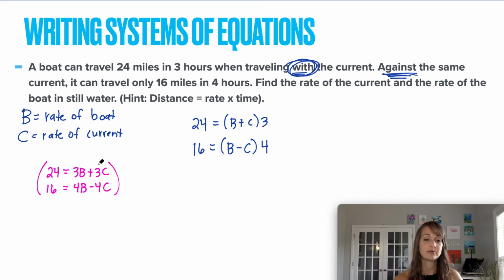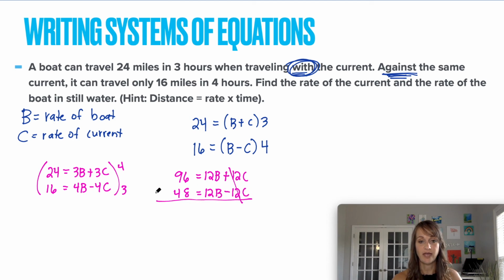So the least common multiple between 3 and 4 is 12. So in order for 3 to become a 12, I'm going to multiply the top equation by 4. In order for the 4 to become a 12, I've got to multiply the bottom equation by 3. So when I do that, I will get 96 equals 12b plus 12c. And on the bottom, I'm going to get 48 equals 12b minus 12c. These c's will eliminate when you add these two equations together. You will get 144 equals 24b.